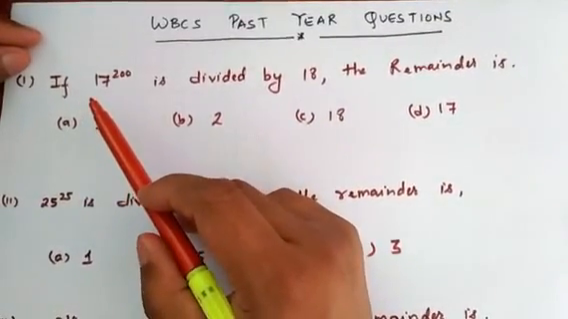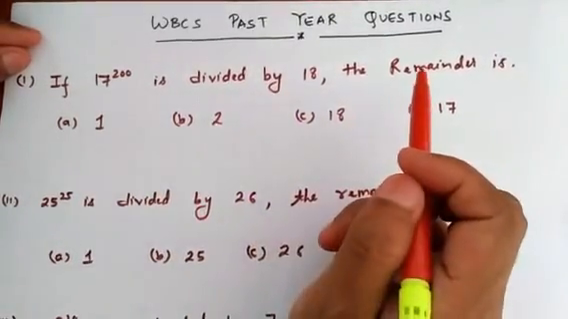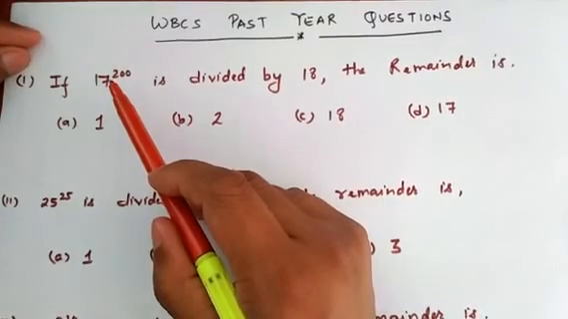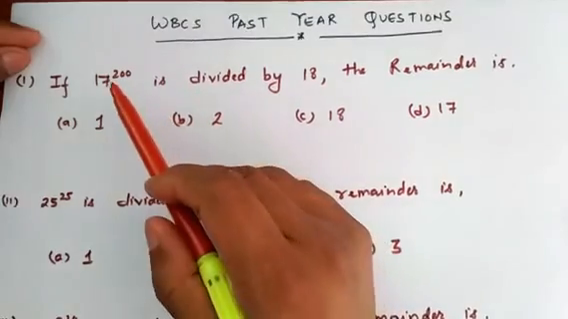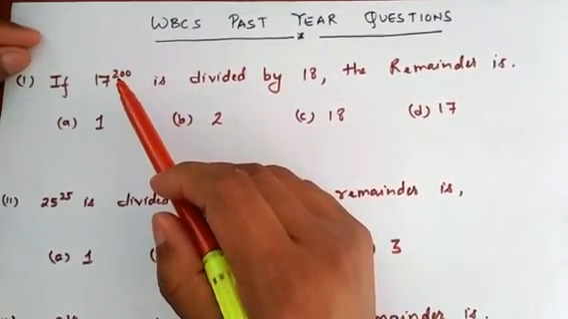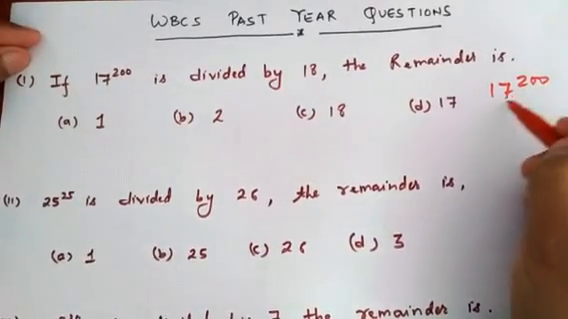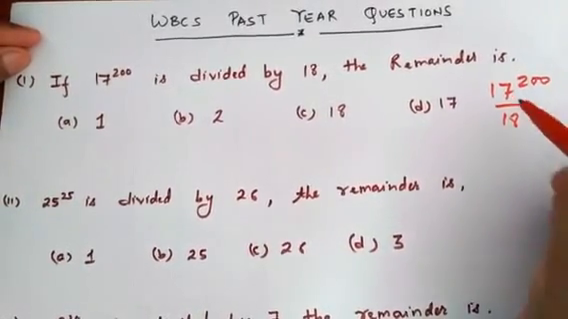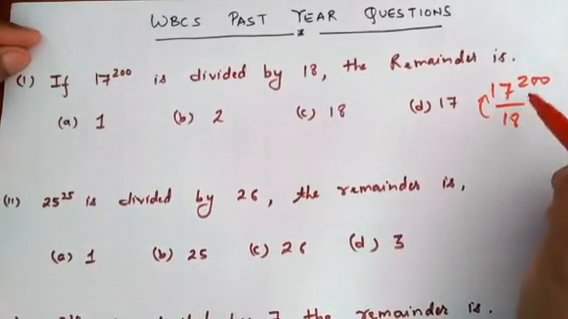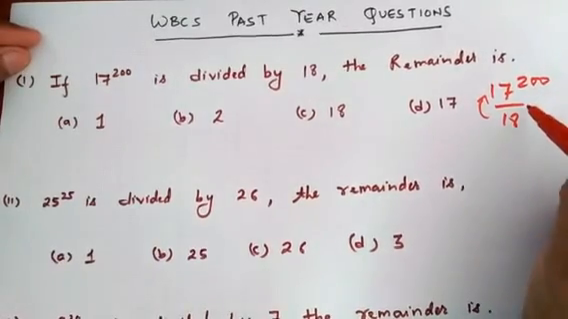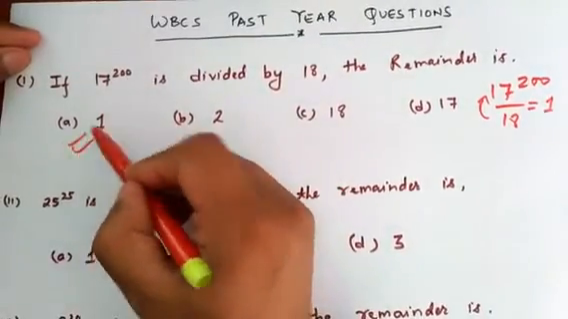If 17 to the power 200 is divided by 18, the remainder is? As I told you, the numerator is less than the denominator, and the power is 200. The numerator is lesser and the power is even. So in this case, as I told you previously, the answer will be 1. You don't have to calculate anything, you just mark the answer.